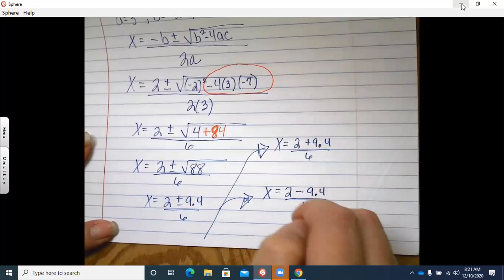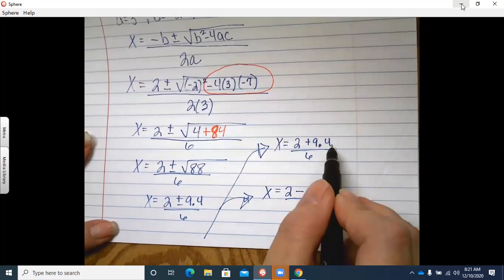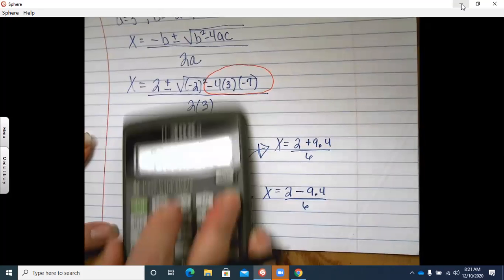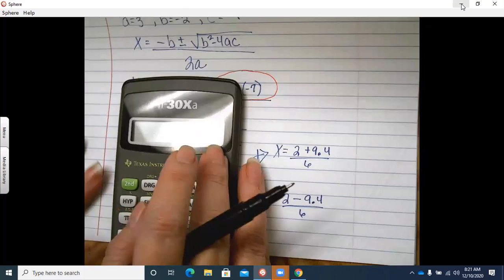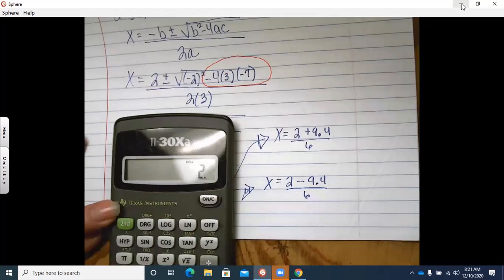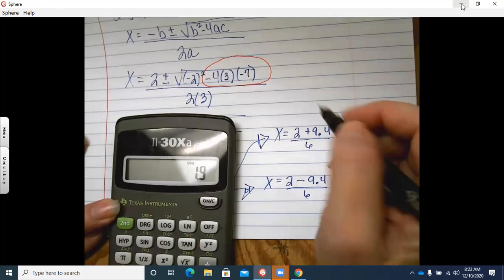Do we leave our answer like that? Am I going to put 2 plus 9.4 divided by 6 in my calculator all at the same time? No, you're going to get the wrong answer if you do. Your calculator is going to see the order of operations, and it's not going to simplify the numerator first. So we're going to do 2 plus 9.4 equals, and then divide by 6. And I get 1.9. I like to check my work. 2 plus 9.4 equals, it's easy to push the wrong thing. So 1.9 is one of my solutions.